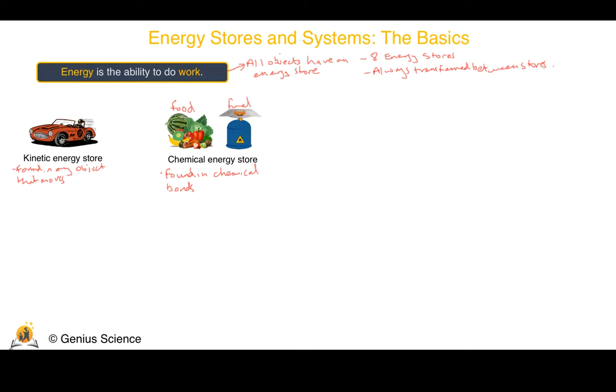Next, we have the magnetic energy store, which is found in magnetic objects such as iron, cobalt, and nickel. And these magnetic objects can attract and/or repel.